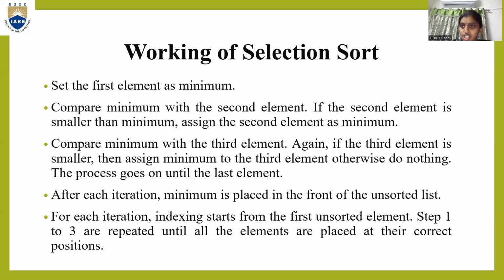So after each iteration, the minimum is placed in the front of the unsorted list. For each iteration, indexing starts from the first unsorted element. So step 1 to step 3 are repeated until all the elements are placed at their correct positions.